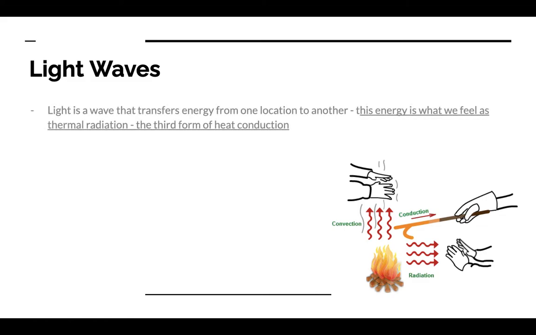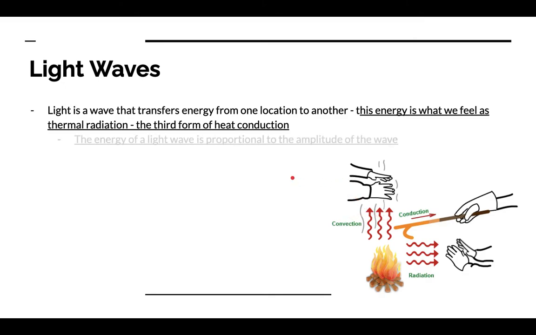So light waves. Light is a wave that transfers energy from one location to another. This energy is what we feel as thermal radiation, the third form of heat transfer. Back in Unit 6, we covered two forms of heat transfer, conduction and convection, but we did not cover a third form, mainly because we had not gotten to a point where we could state what that third form was. But now we can state that third form of heat transfer being thermal radiation, energy carried by light waves.